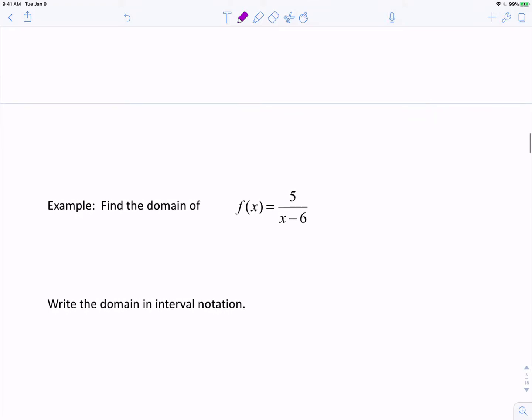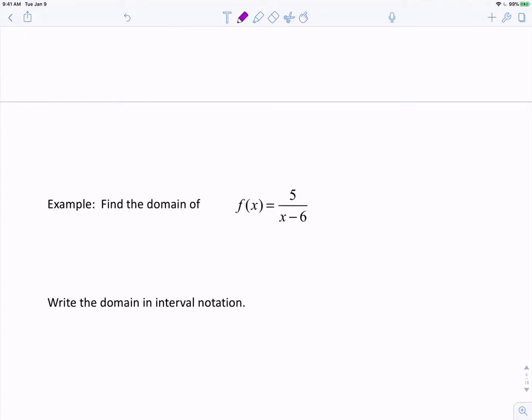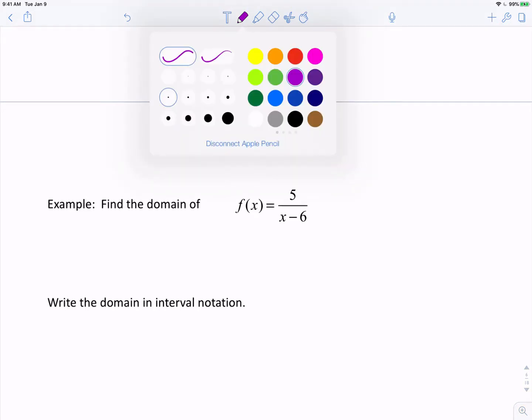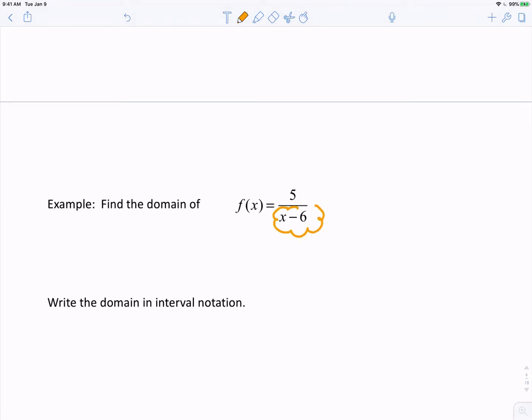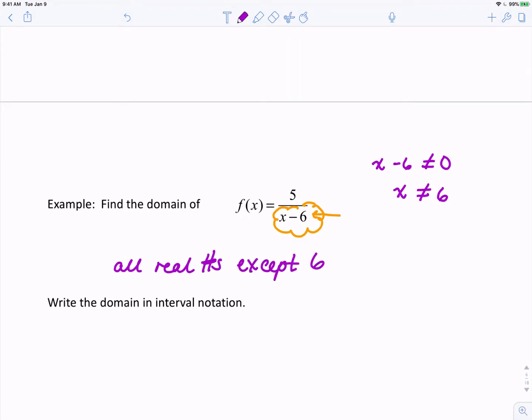So let's do some that are a little harder. Find the domain of f(x) = 5/(x - 6). So notice that this is a rational function, and so we have to say the denominator cannot be equal to 0. In other words, we know that x - 6 cannot equal 0. In other words, x cannot equal 6. So the domain is all real numbers except 6.